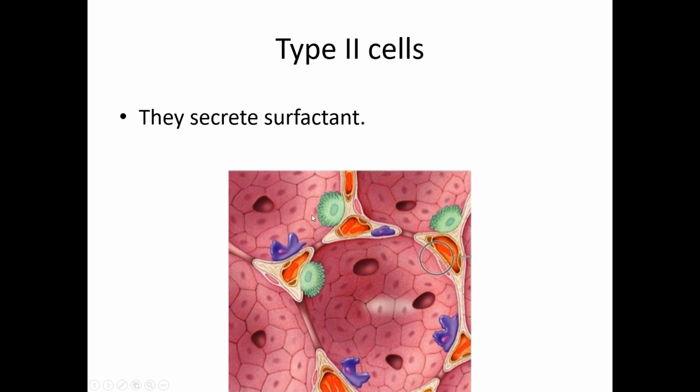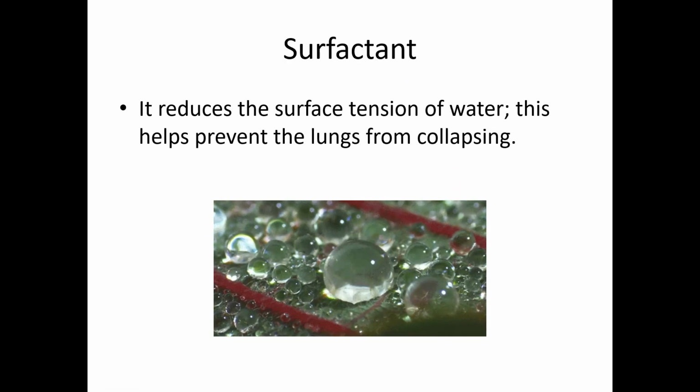One of them, the green fluffy one here in this picture, is a type 2 cell. It produces something called surfactant. What the surfactant does is it reduces the surface tension of water. So the problem here is your respiratory membrane has to be very, very thin, and it has to be very, very moist. If it is not moist, oxygen and carbon dioxide can't diffuse across it very easily.